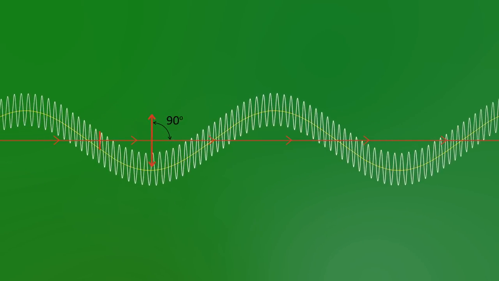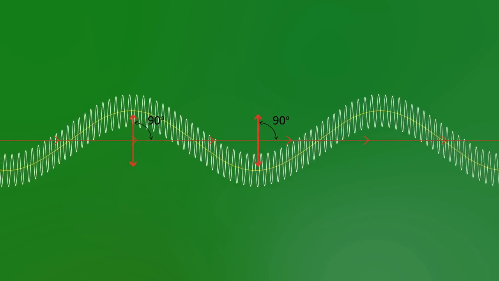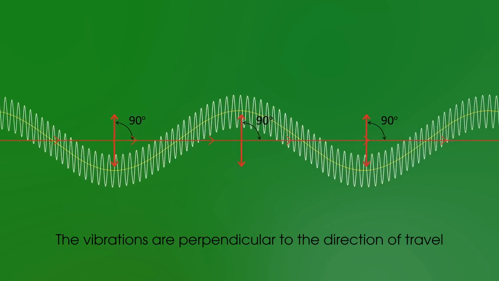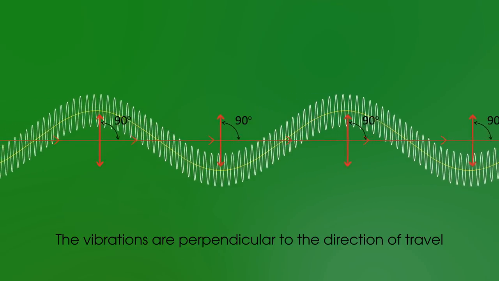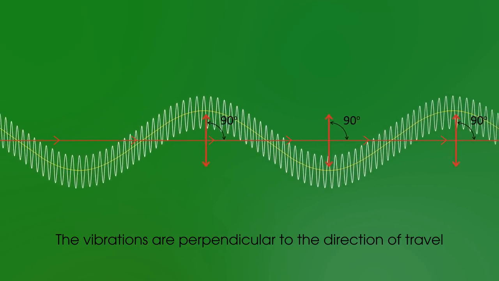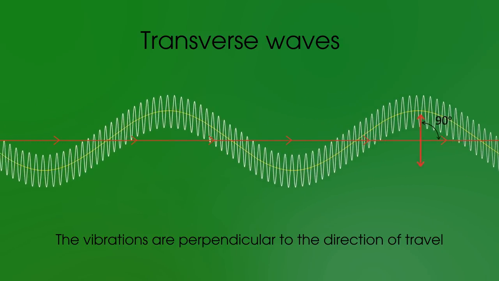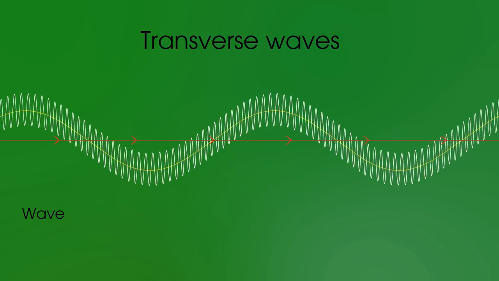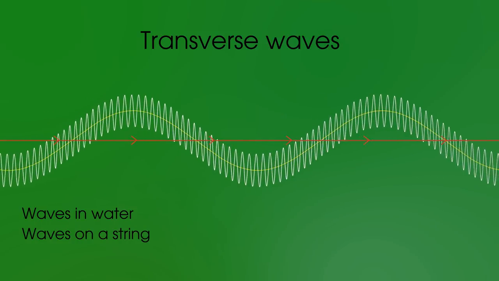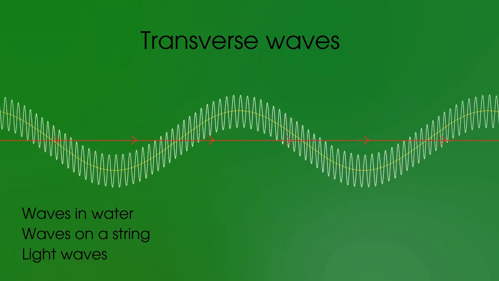If we look at them represented with this slinky, we see that the vibrations are at 90 degrees or perpendicular to the direction of travel of the wave. These are called transverse waves, and examples of them are waves in water, waves on a string, or light waves.